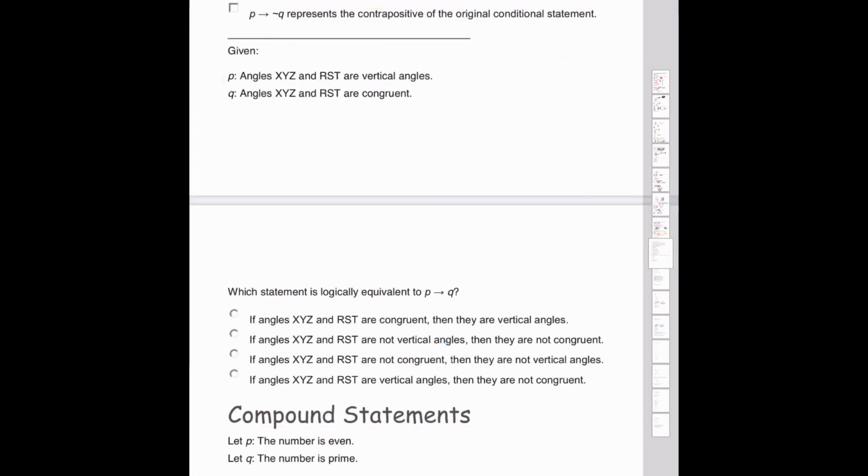This is stating that P is angles XYZ and RST are vertical angles, and Q is stating that angles XYZ and RST are congruent. Well, we are looking for what is logically equivalent to this conditional, if P then Q. We know that the contrapositive is logically equivalent to the conditional. So we're looking for the contrapositive.